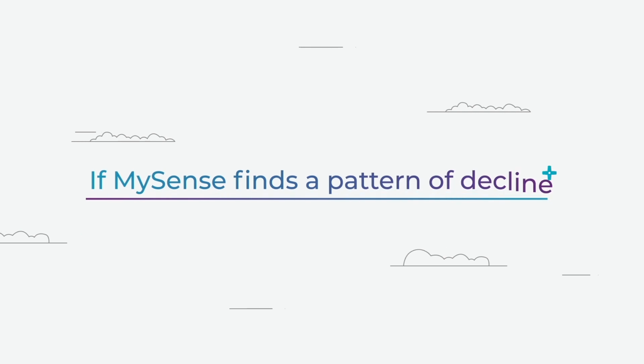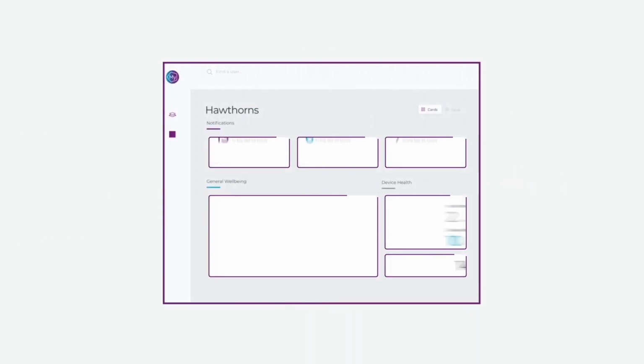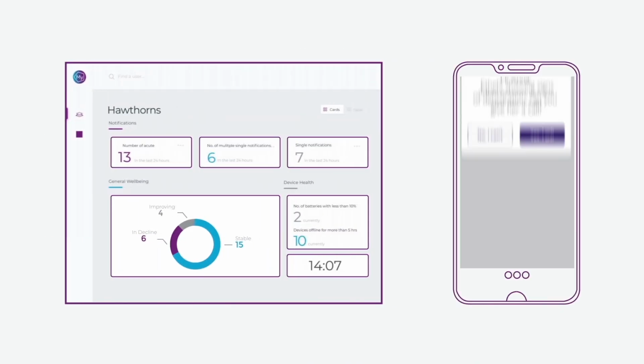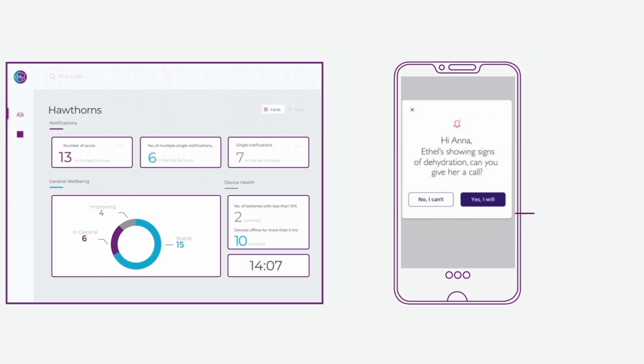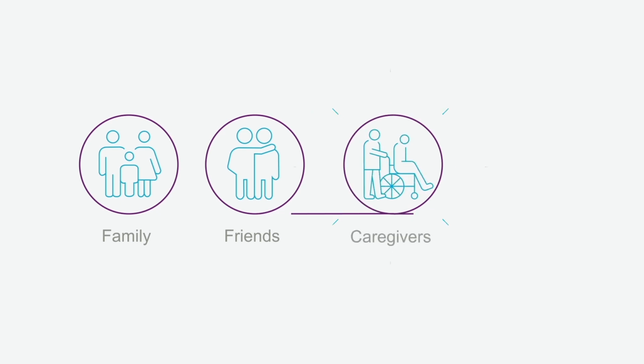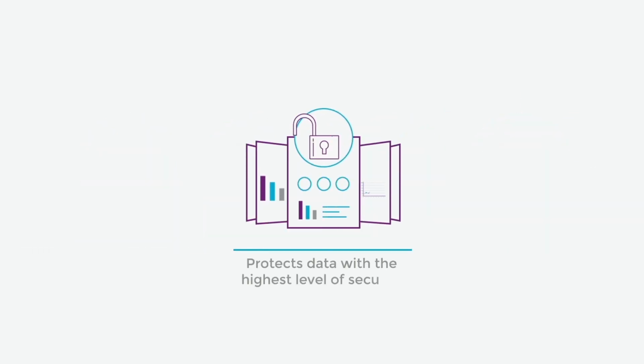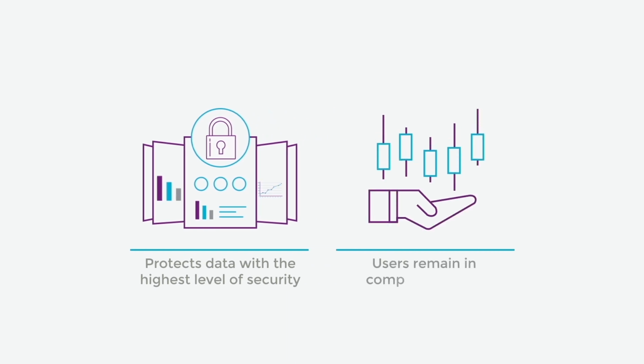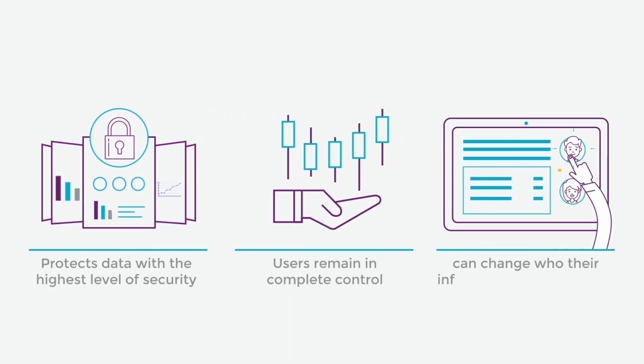If MySense finds a pattern of decline, it will automatically update the monitoring dashboard and send an alert to an assigned responder. The well-being insights can be shared with family, friends, caregivers, and health professionals. We protect data with the highest level of security. Users remain in complete control, and they can change who their information is shared with at any point.